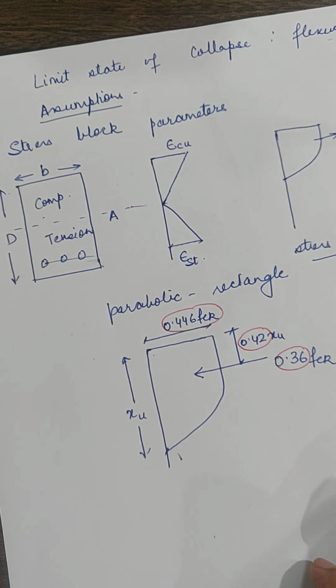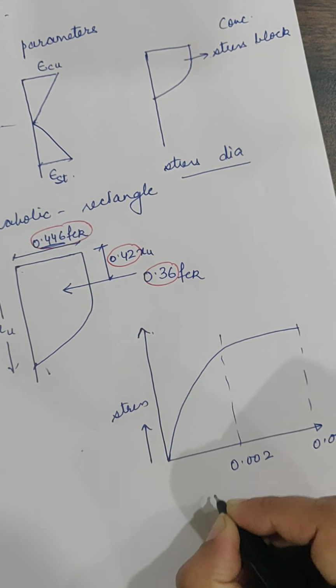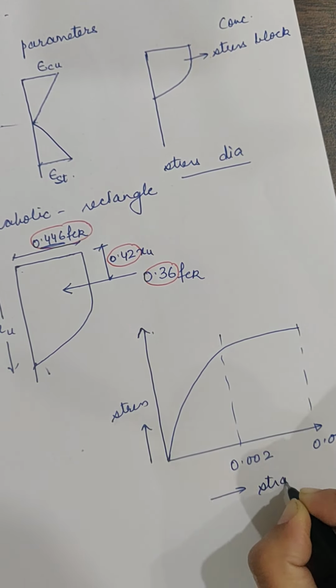Now, first of all, from where did I get 0.446? The explanation is very simple. The code has already said that the stress strain curve for concrete will be parabolic followed by a rectangle. It will be parabolic till a strain of 0.002, and rectangular till a strain of 0.0035. So this is stress, this is strain. Then this value, maximum stress in concrete, is taken as FCK.